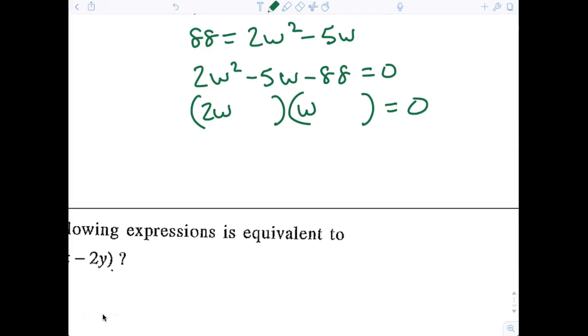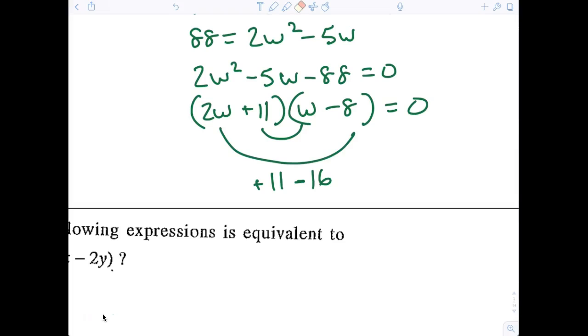All right? Now, the factors of 88: 11 and 8. Is it possible for the 8 to go on the left? No, it has to go on the right. So we're going to put an 8 and an 11. Now, that's 11 and that's 16. I want it to be negative 5. So that means the 16 is the negative and the 11 is the positive. You can write that down so you don't make that mistake. Everybody okay with that?